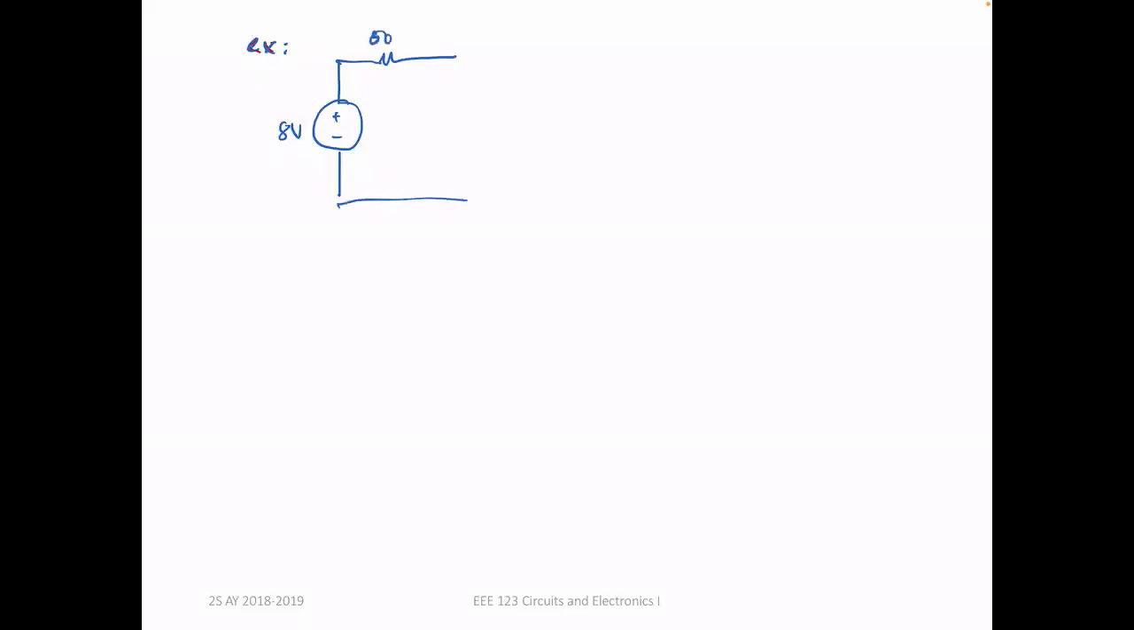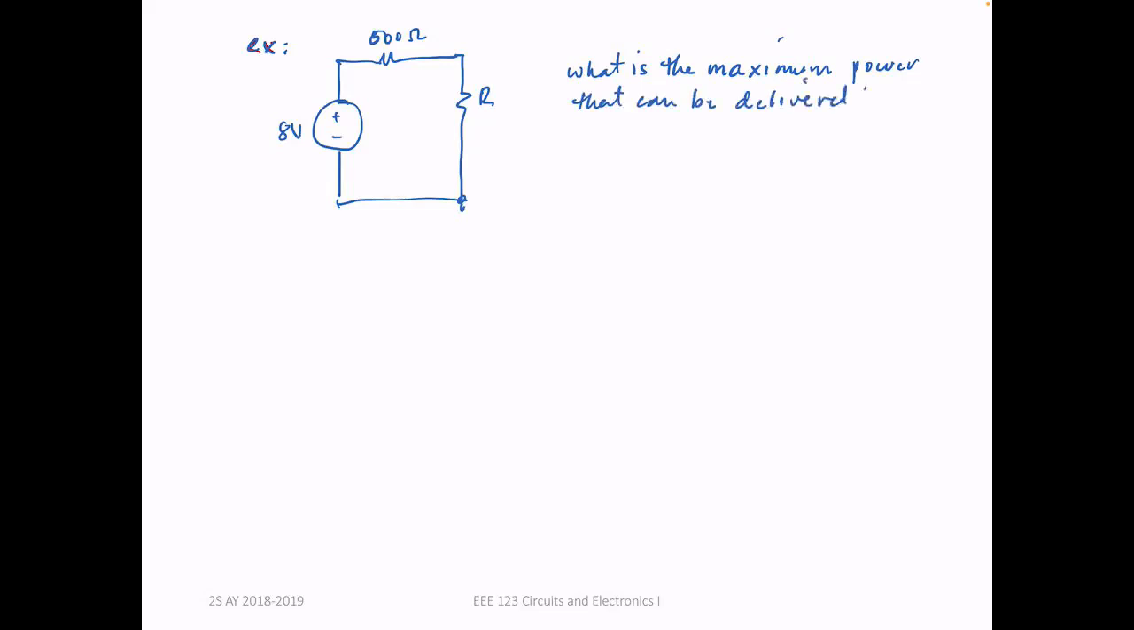So let's say this is 500 ohms. This is R. This is a very trivial example. What is the maximum power that can be delivered to a resistance R?